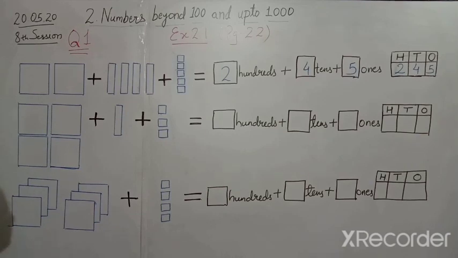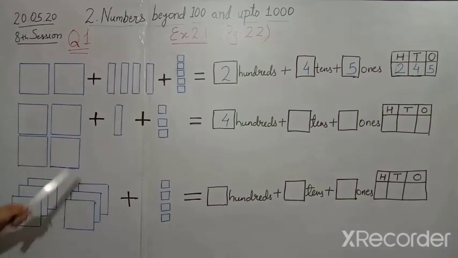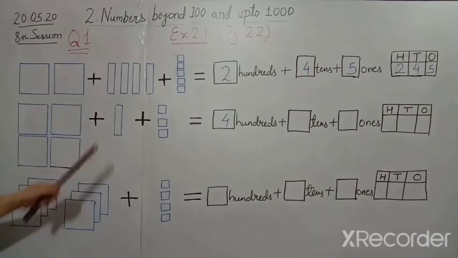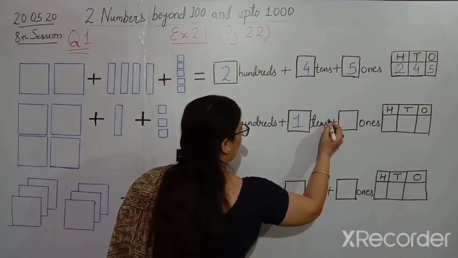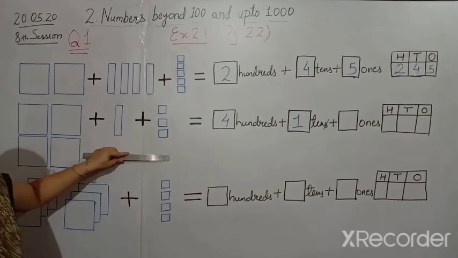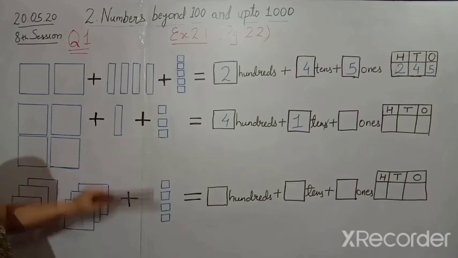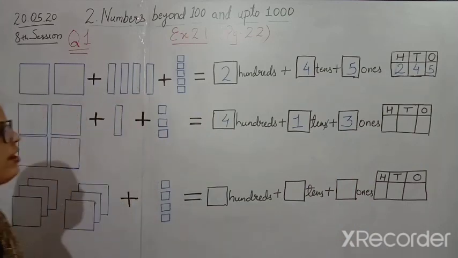Now next question. How many hundreds are there? Let us count 1, 2, 3 and 4. 4 hundreds. Now how many tens are there? Only 1. So here in the next block write 1 ten. Only one single unit is there. Now third, how many ones are there? 1, 2 and 3. 3 ones. So 4 hundreds, 1 ten and 3 ones.